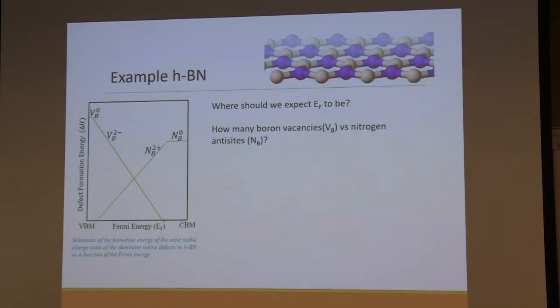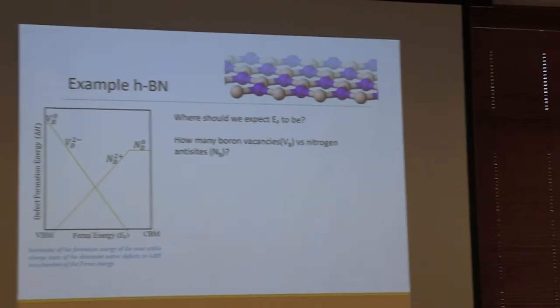So, hexagonal boron nitride, monolayer. The two lowest energy defects are this boron vacancy, and this nitrogen at the boron site. So looking at something like this, what can we say? The quiz. So you've come to the quiz portion. What do we expect? Do we know where the Fermi energy should be? Are there going to be more boron vacancies, VB, or more NB?